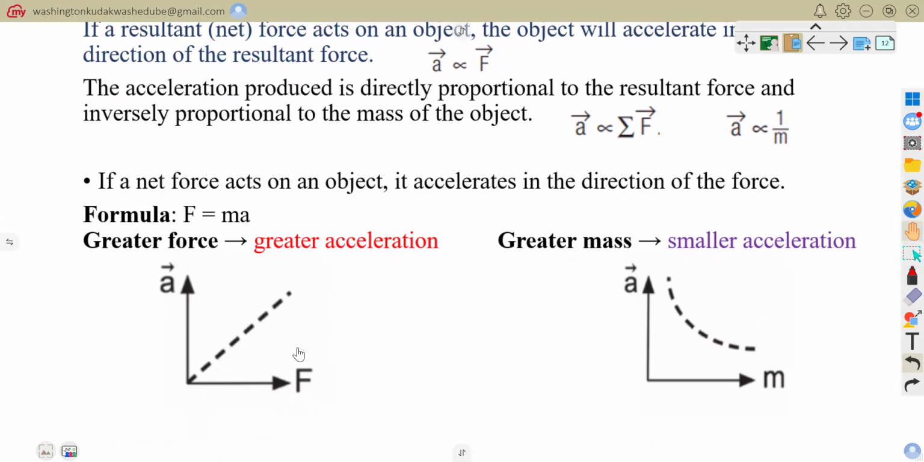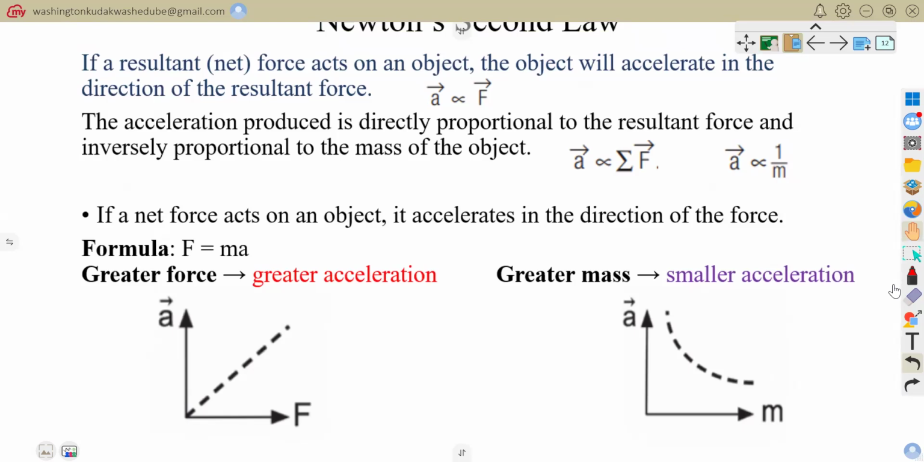I'm sure you can see them, to explain the law above. Within this diagram, we've got our acceleration on the y-axis and our net force on the x-axis. You can see that as our net force increases, as we have an increased magnitude of our net force, the acceleration is also increasing.